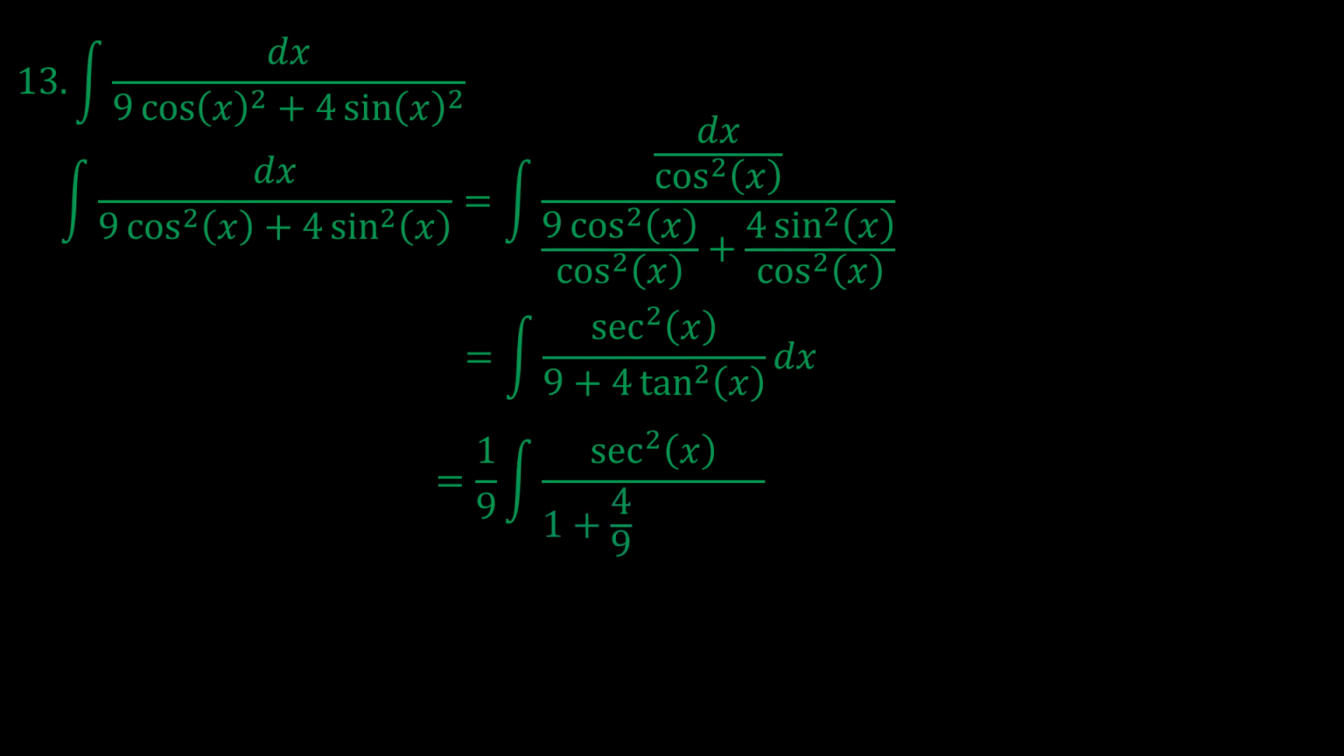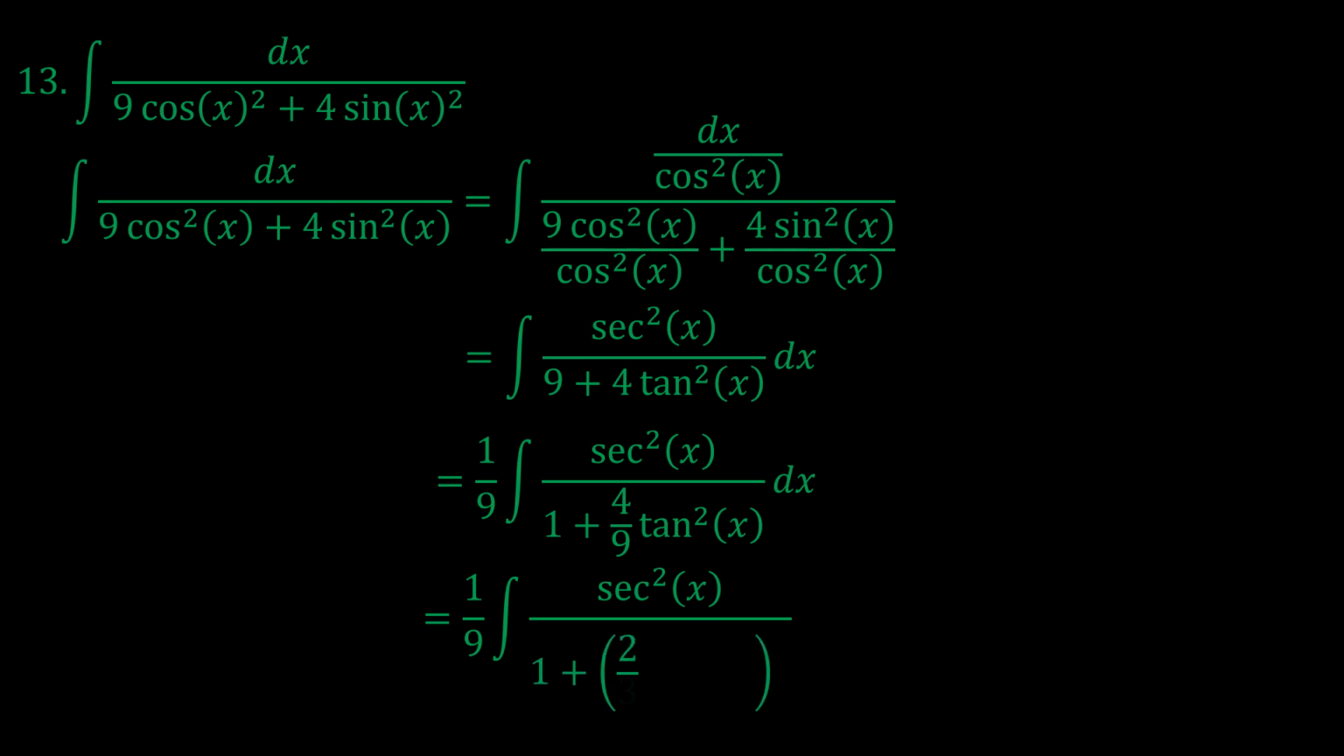And I would like to express this so that I could substitute away whatever is inside the square here. So 1 over 9, the integral of secant squared x over 1 plus, in brackets, 2 over 3 tan x, all to the power 2. So I can substitute this with tangent theta.